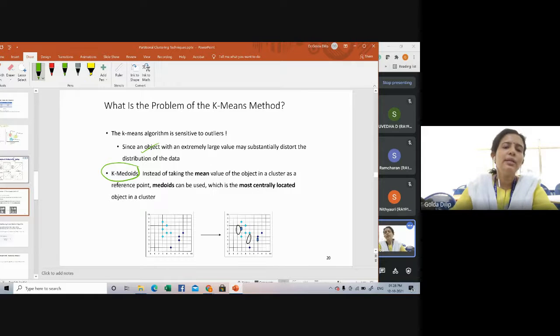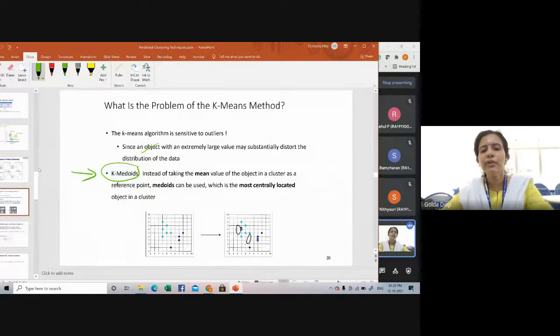Okay, so in this new algorithm that we are going to learn in today's class, k-medoids, instead of taking the mean value or the average value, you actually take what is called a medoid as a reference point. I'll tell you what it is. It is actually the most centrally located object in the cluster. That's what we call a medoid.